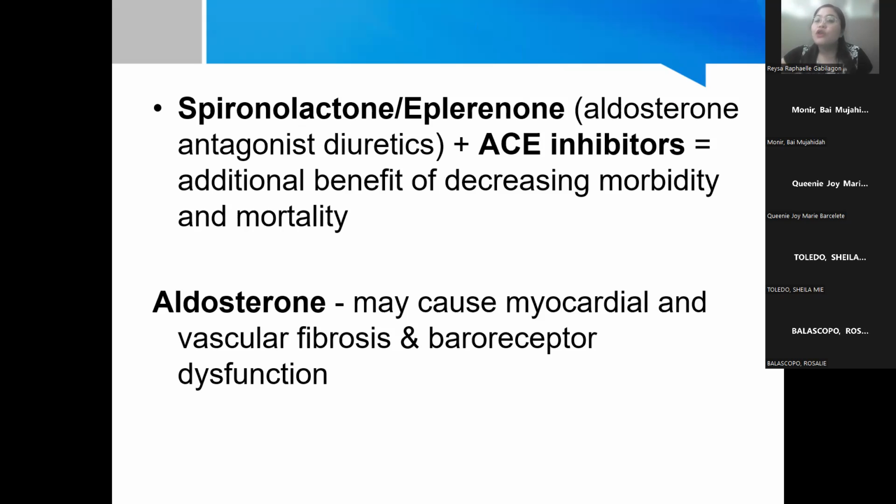Because remember, since they are aldosterone antagonist class, and ACE inhibitors class can also decrease the production of aldosterone in the body. Please review the RAAS, the renin-angiotensin-aldosterone system. Too much aldosterone in the body can cause water and salt retention. Magre-retain yung water and salt in the body. And that may also damage the heart muscles, and at the same time maging insensitive yung baroreceptors natin.